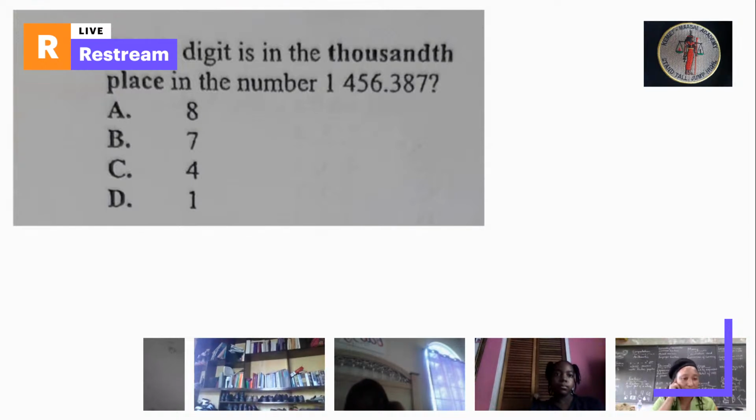Okay, Haley, number 9. Which digit is in the thousandth place in the number 1456.387? So which digit is in the thousandth place? B, 7. All right, so you're saying this one here, 7. That is correct. So from the decimal point we have 1, 10, 100, 1000, and to the right, tenths, hundredths, thousandths.